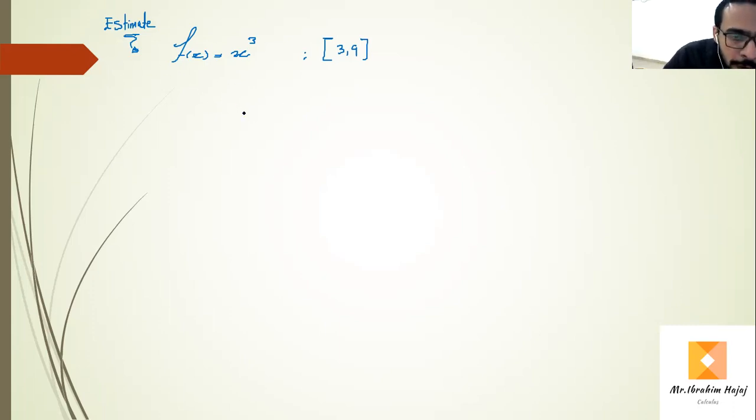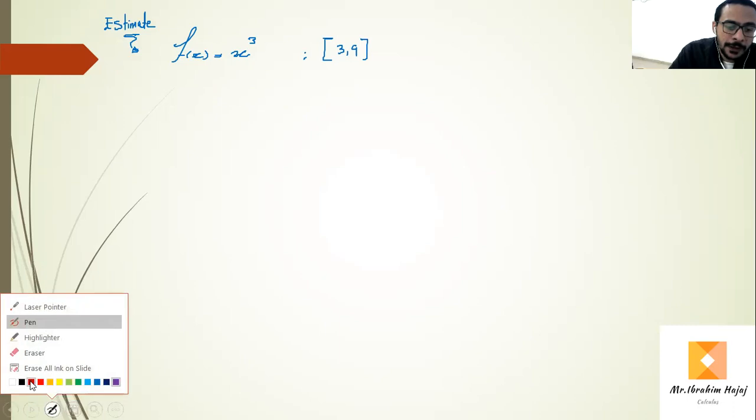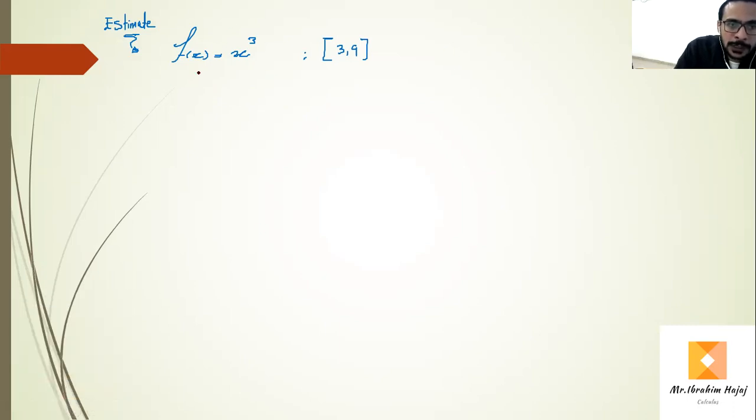f of x equals x cubed. Let's start first by finding what, guys. Let's look quickly at how to do your steps. We'll find delta x, which is the width of the subintervals.